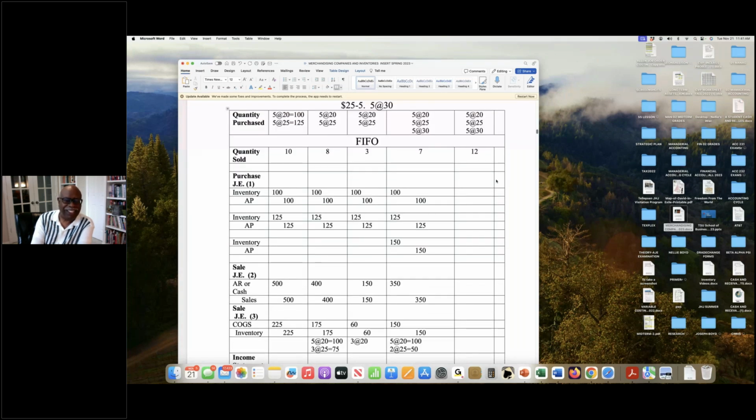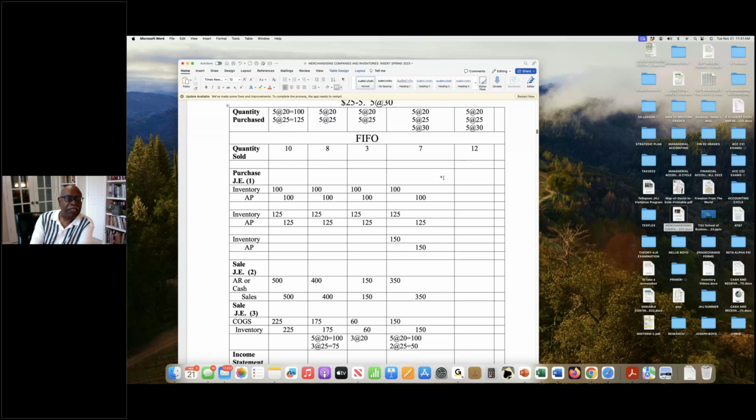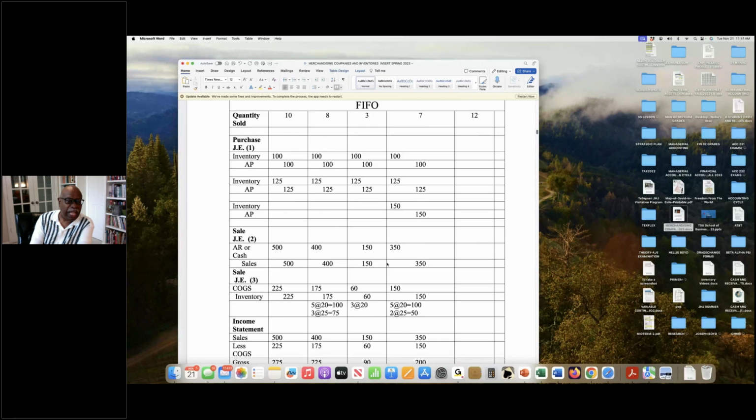Are there any journal entries associated with this? Here they are. Purchase the inventory. These are the journal entries. Sale. These are the journal entries. I just have them going across. And cost of goods sold, inventory.